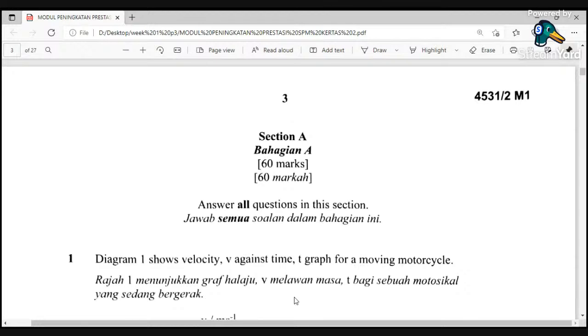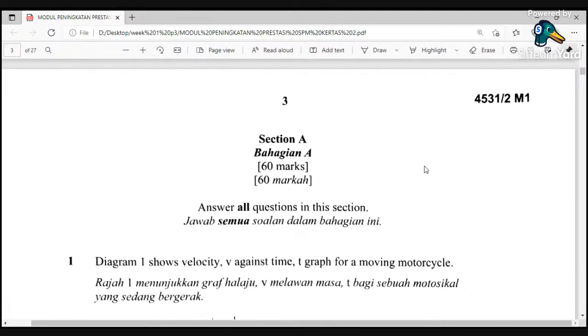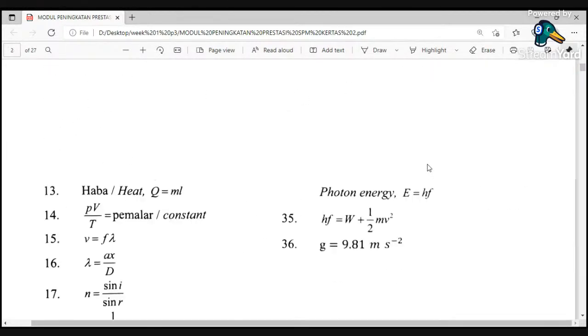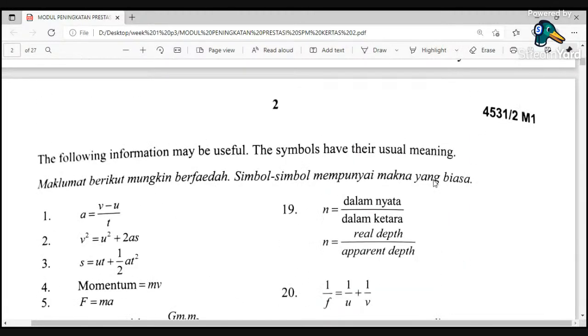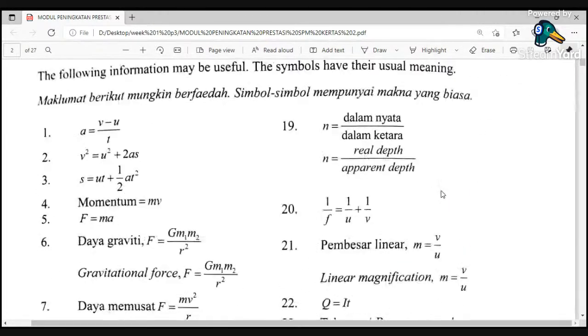Alright, we continue a revision session prior Kedah 2021 paper 2. So today I think I just discuss on section A, 60 marks. Paper 2, trial Kedah 2021. Okay, as usual, go through the list of formula. What are the formula included in this paper?